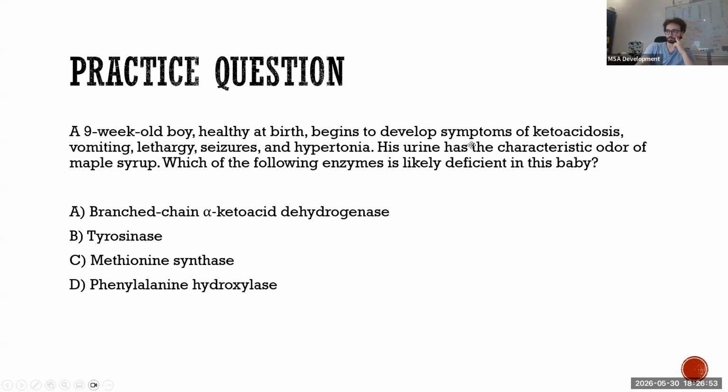Urine has a characteristic odor of maple syrup. Well, guys, by the way, I'm sorry if I'm going through the questions fast. But again, there's no one to interact with me. I want you guys to pause the questions, answer them yourselves, then see me answer them. This is maple syrup urine disease. This is the enzyme.